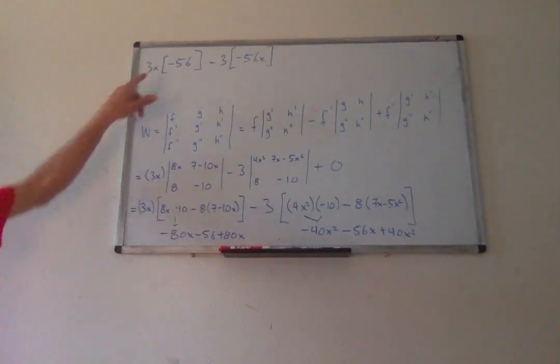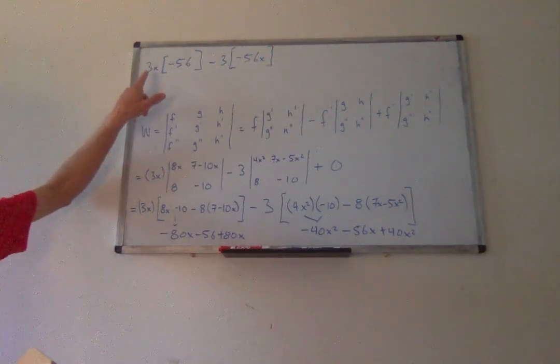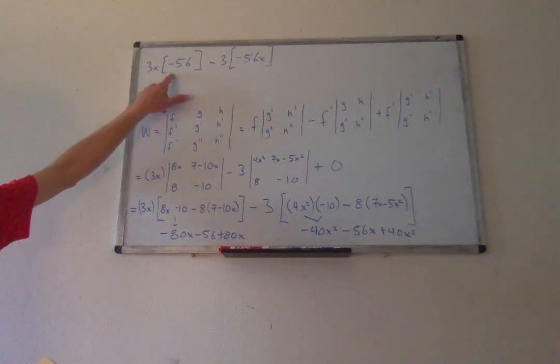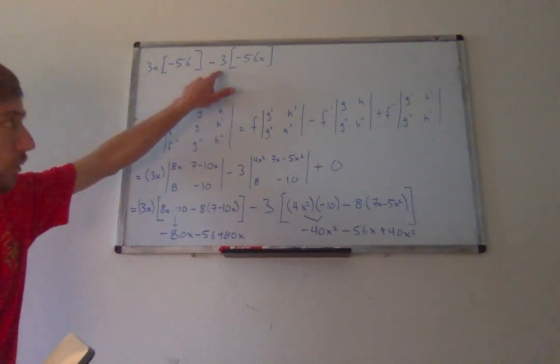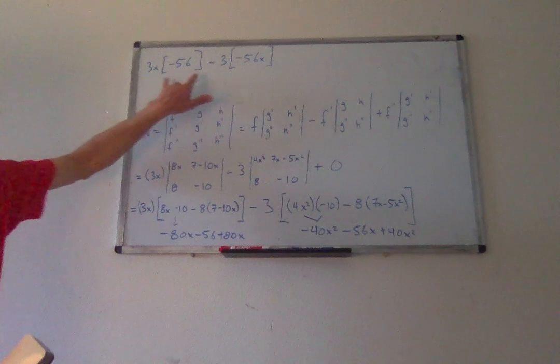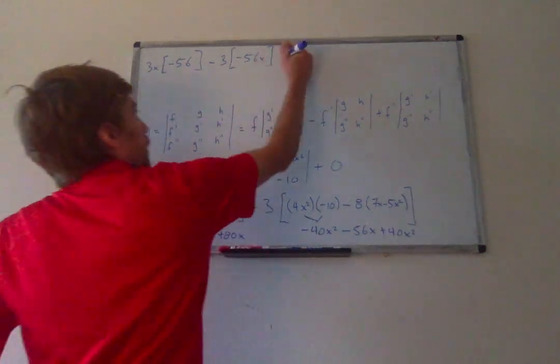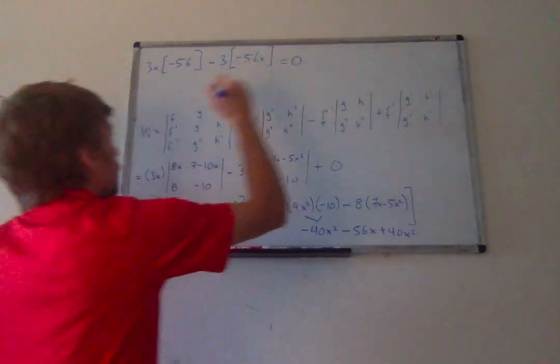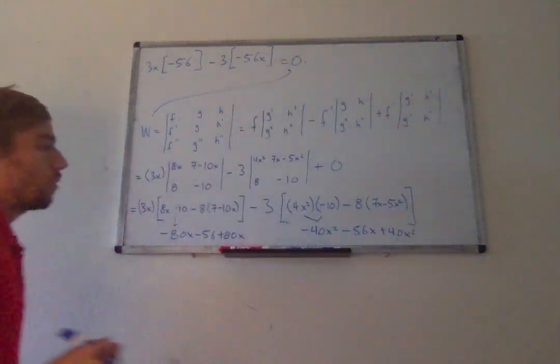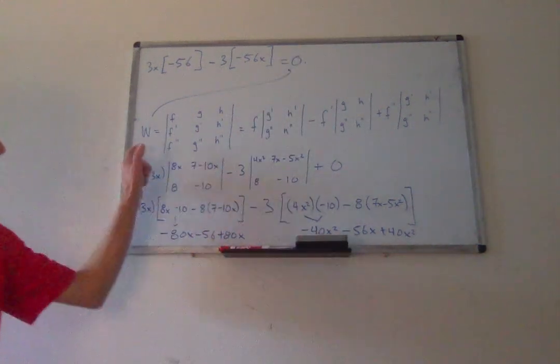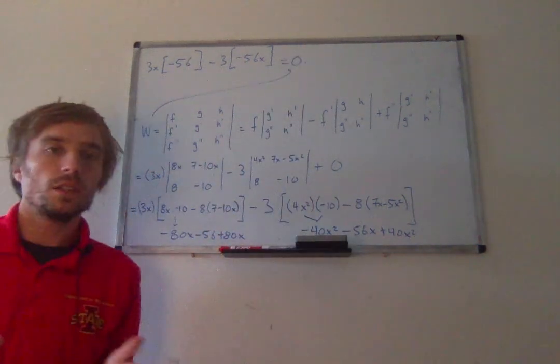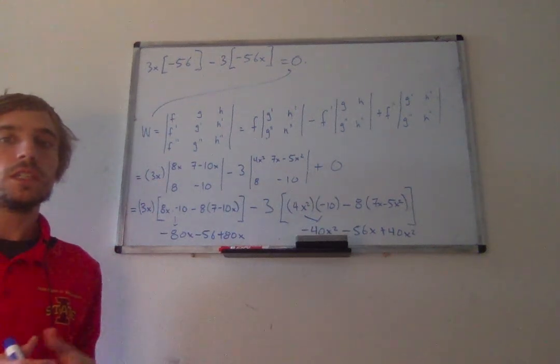Well, and now notice what we've got. We've got 3x times negative 56 minus 3 times negative 56. These two give me 0, which is equal to the Wronskian. And so whenever this value W is equal to 0, that means the three functions are linearly dependent.